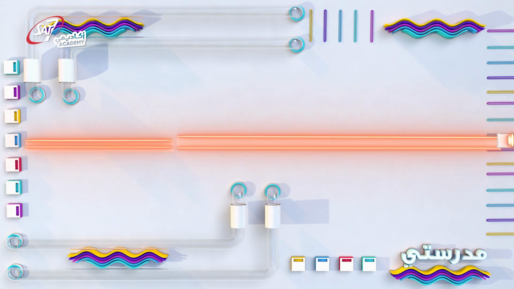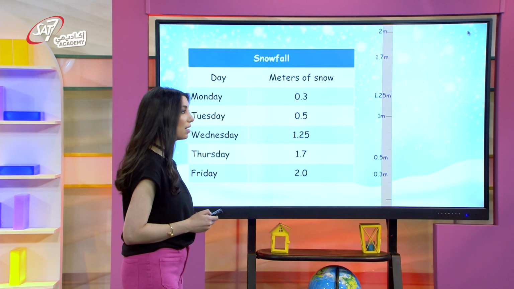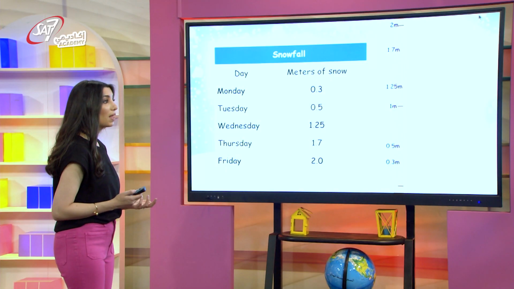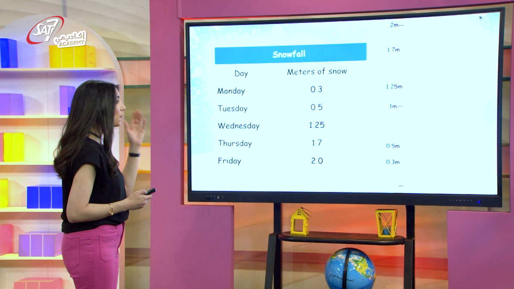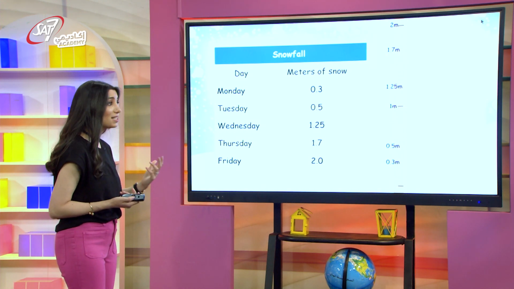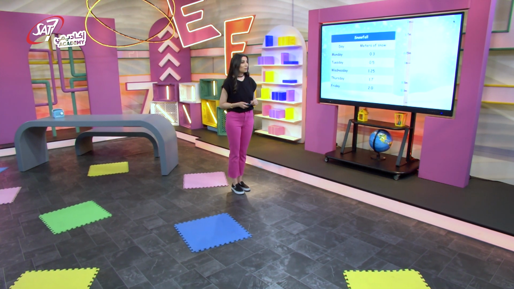Look at the snowfall on Wednesday and Thursday. On which day did the village receive more snowfall? According to this meter stick, there was more snowfall on Thursday. But how come? Isn't 7 less than 25? How can 1.7 be more than 1.25? Watch this episode to know more.